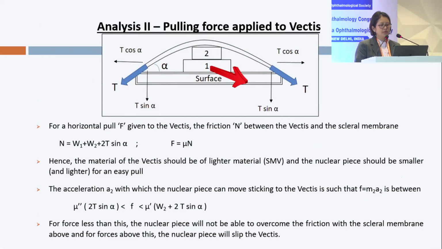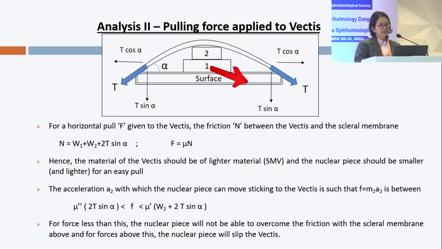So now how do you pull the vectis? When you have entered the tunnel, and you have the vectis and the nuclear fragment in the tunnel, not inside the AC, but in the tunnel, at that point of time you will have another two forces acting here. One is the horizontal force on the ends of the incision, and another is the weight, that is the sine alpha and cos alpha forces. Now you have negated the cos alpha forces because you have already created the side pockets, but you cannot negate the sine alpha forces because it will double up now.